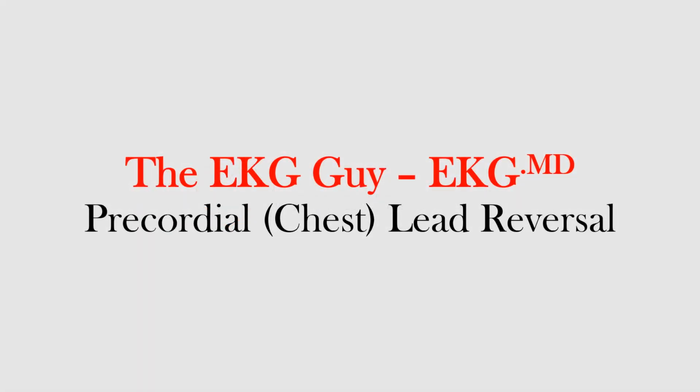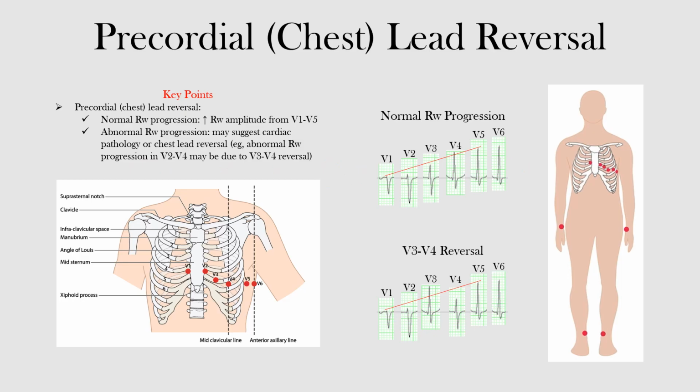In this lecture, we will discuss precordial or chest lead reversal and how to identify it on the EKG. In previous lectures, we looked at various combinations of limb lead reversal. Here we will look at precordial or chest lead reversal. That is reversal of one of the precordial leads, which are leads V1 through V6.